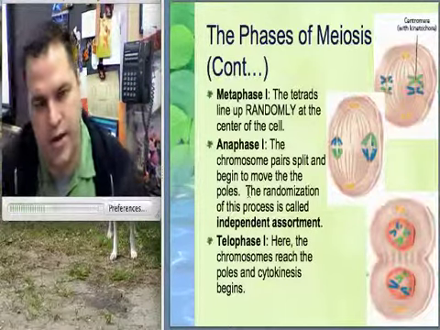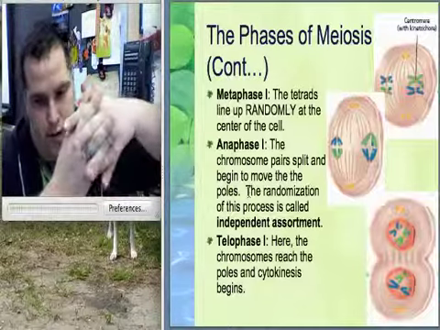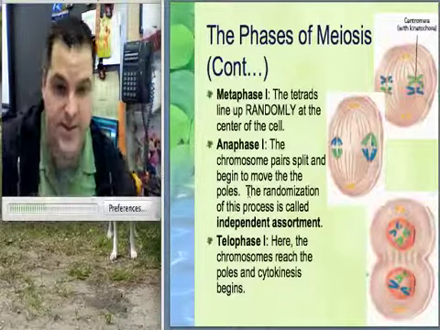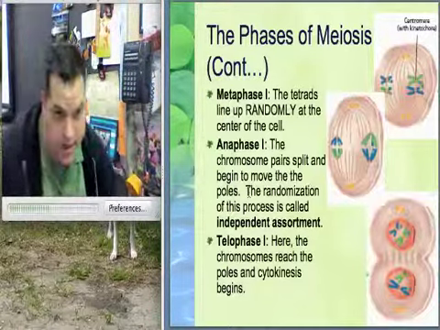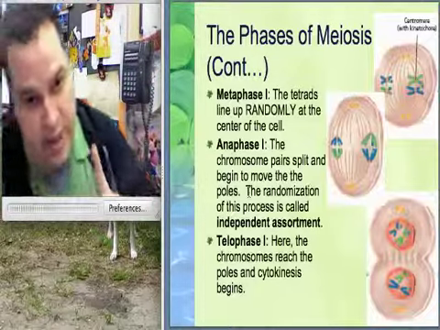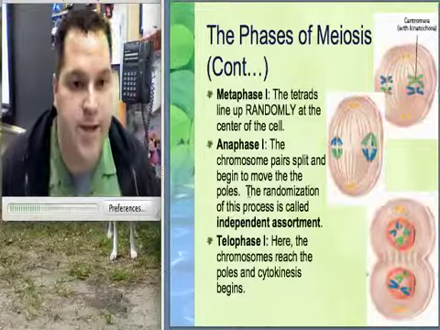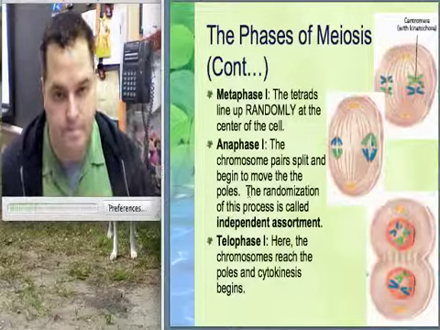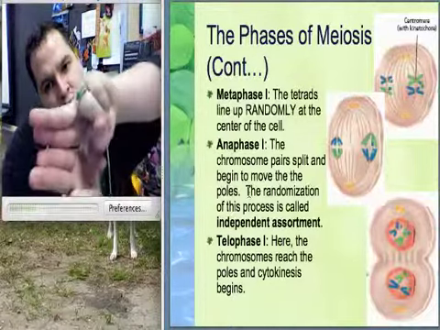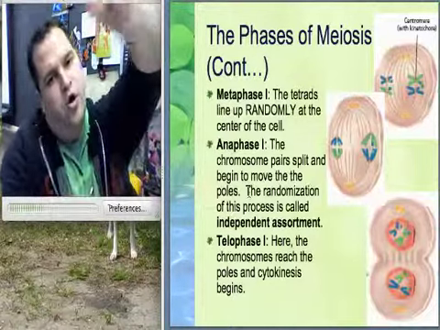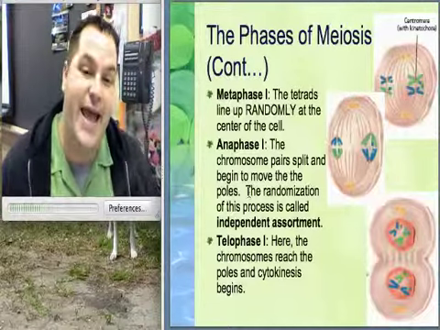Independent assortment happens in anaphase 1 where the chromosomes start to split apart. Now, this is different than mitosis because in mitosis, the chromosomes split at the centromere. That's not going to happen here. Because we've lined up like this, a whole chromosome is going to go up and a whole chromosome is going to go down. That's in anaphase 1.